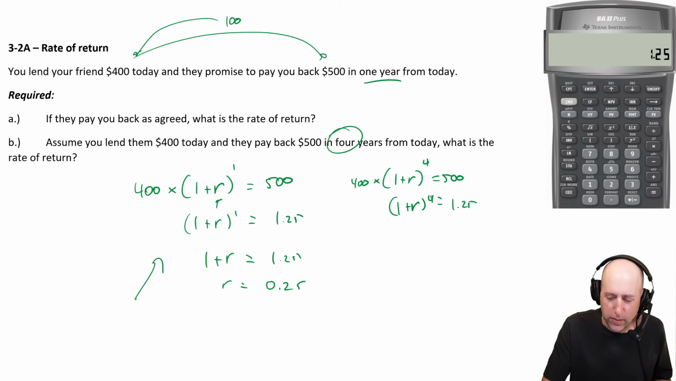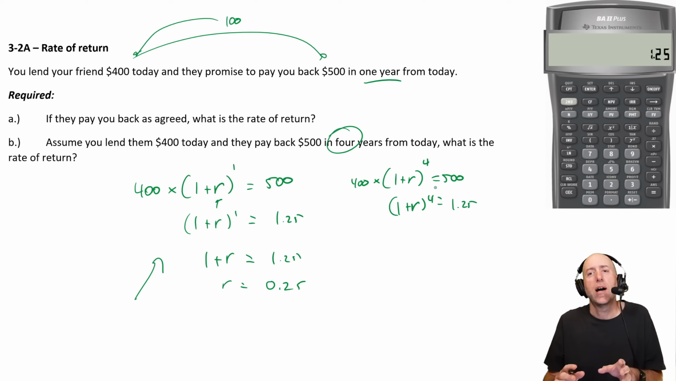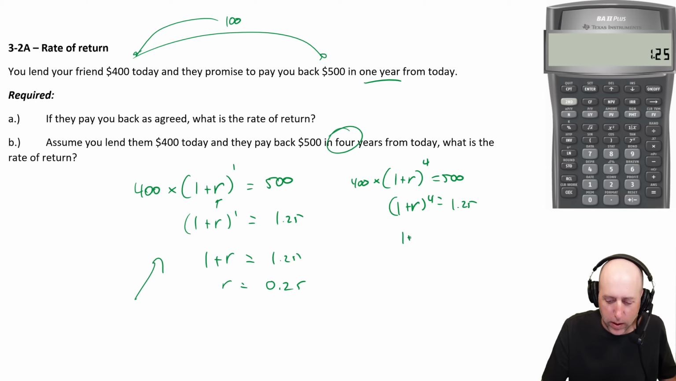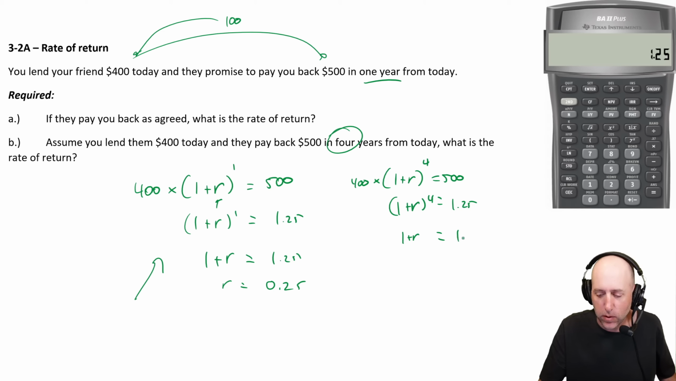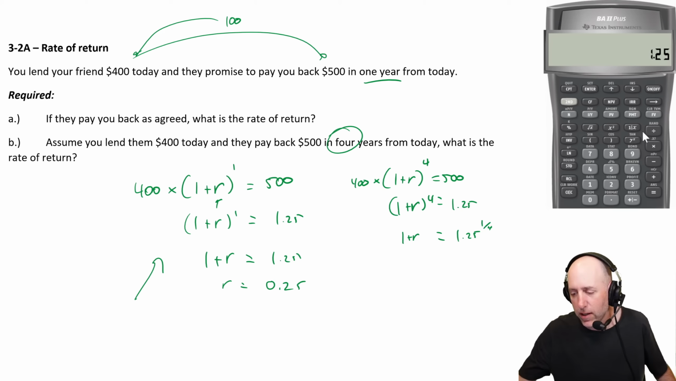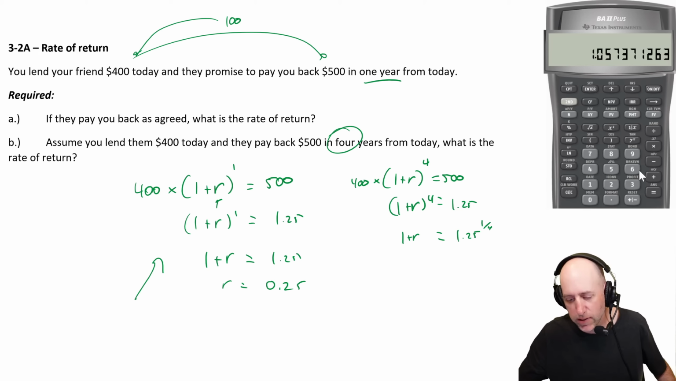What you end up doing is you say, well, this is to the power of 4 and I want to get rid of this exponent. You raise both sides to the power of 1/4. So you end up going 1 plus r to the power of 4, but if I raise to the power of 1/4, I get rid of it, equals 1.25 to the power of 1/4. Okay, so let's do 1.25 to the power of 1/4. I hit the y to the x button. To the power of 1/4 is 0.25. I have to put it in as a decimal here. So 1.25 raised to the power of 0.25 is 1.05737.